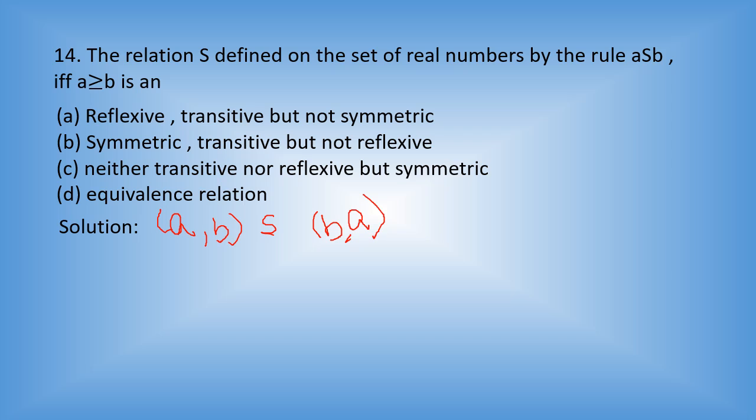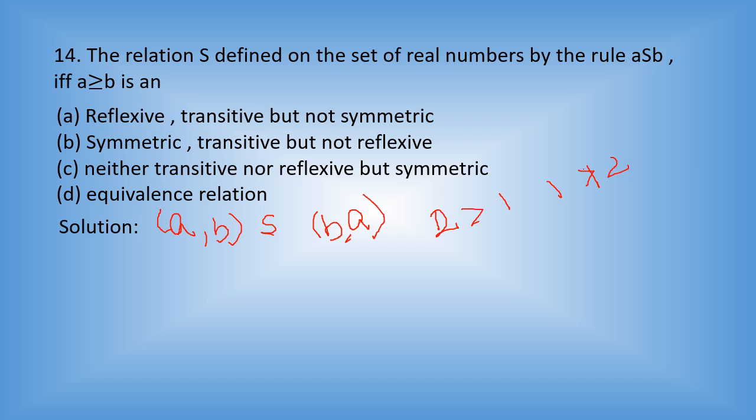If ordered pair (B, A) should belong to S, it implies B is greater than or equal to A. So this is not possible always. For example, 2 is greater than 1, but 1 is less than 2, that is not greater than 2 here. Therefore, symmetric is not possible.